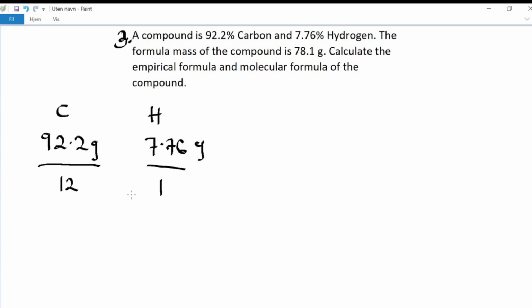So we have to calculate this. Carbon: divide by 12, that gives us 7.68, and then we have to calculate the hydrogen. 7.76, yeah, that's 7.76. Oh, I'm sorry, that was so obvious.